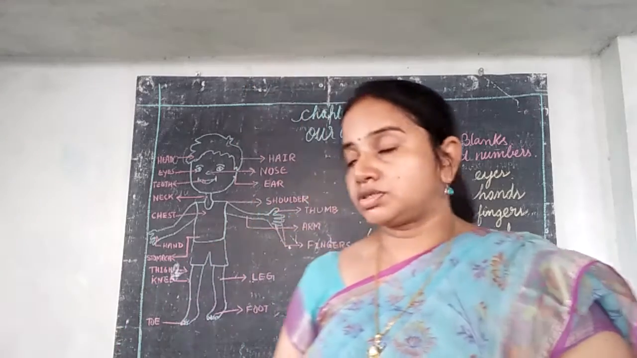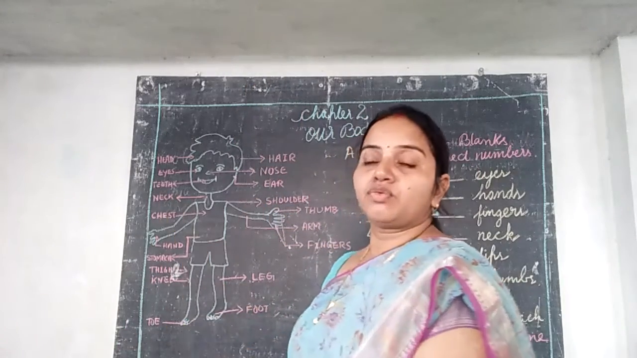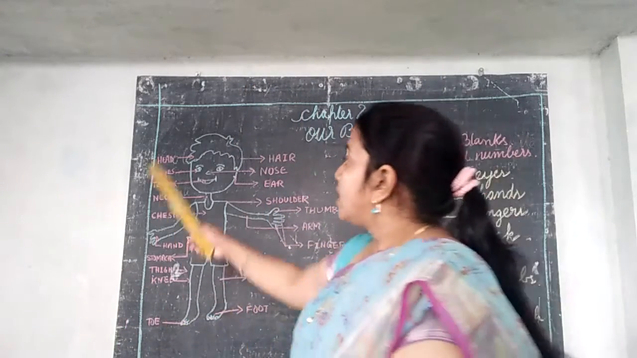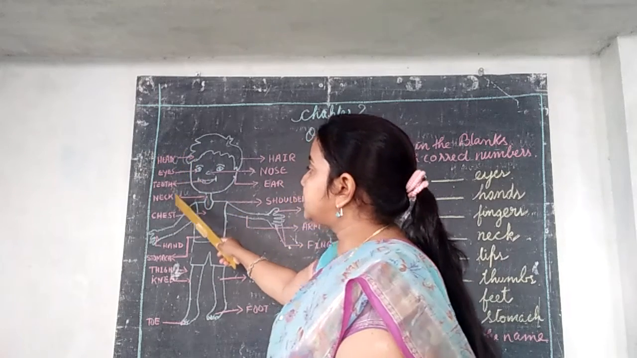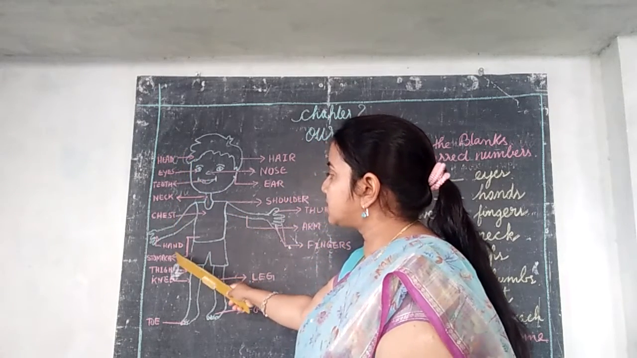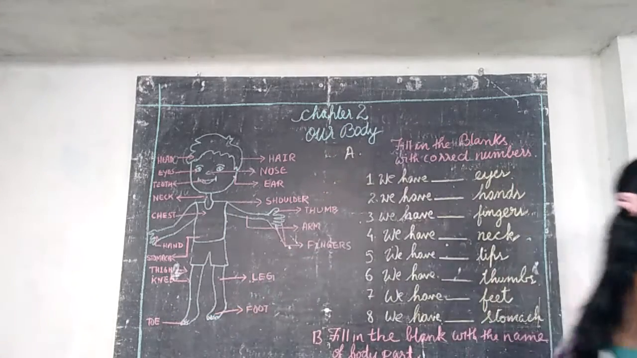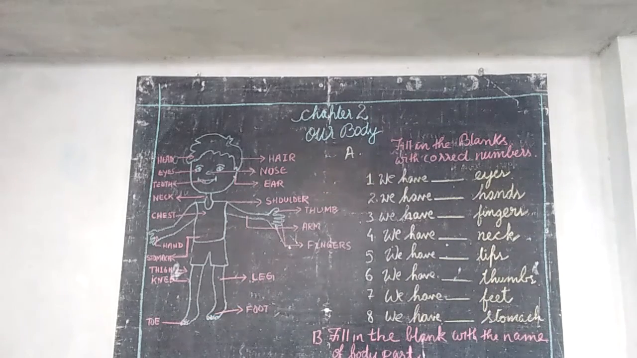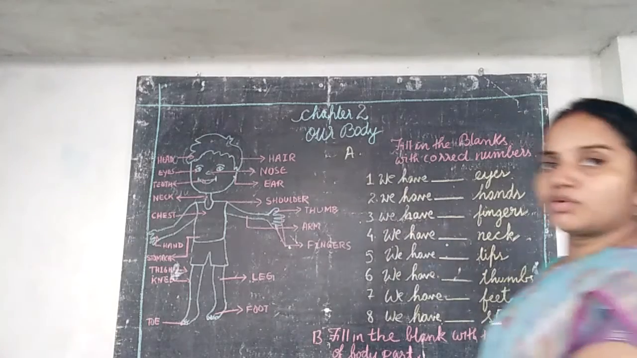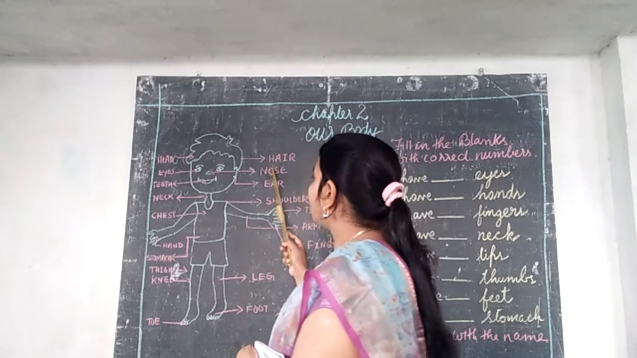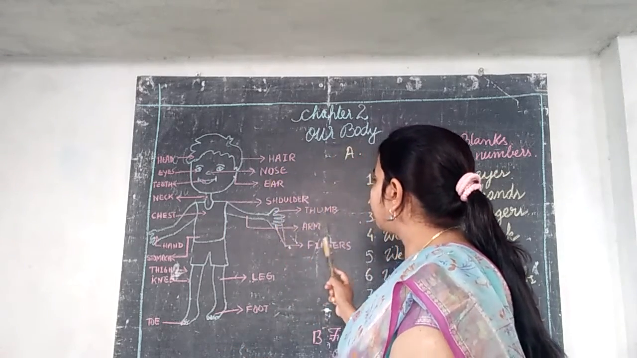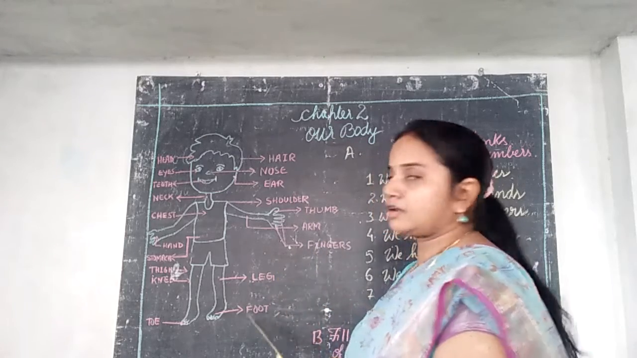Once again, we'll see from top to bottom. On the left hand side, what is it? Head, eyes, teeth, neck, chest, hand, stomach, thigh, knee and toe. And on the right hand side, what is it? It is hair, nose, ear, shoulder, thumb, arm, fingers, leg and foot.